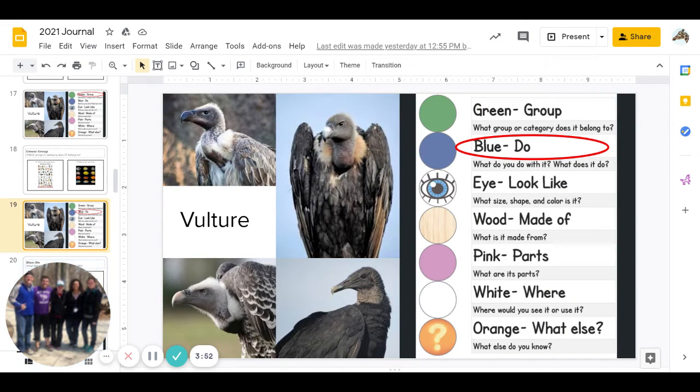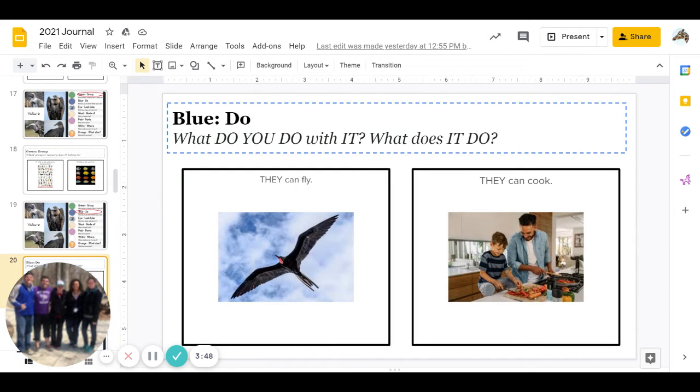Great job. And the next one is blue. What do you do with it, or what does it do? Can vultures fly, or can vultures cook? Go ahead and pause to answer.